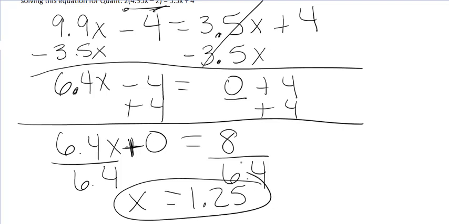So remember, when solving equations with decimals, use the same process that you're familiar with. However, you may use a calculator to speed up the calculations.